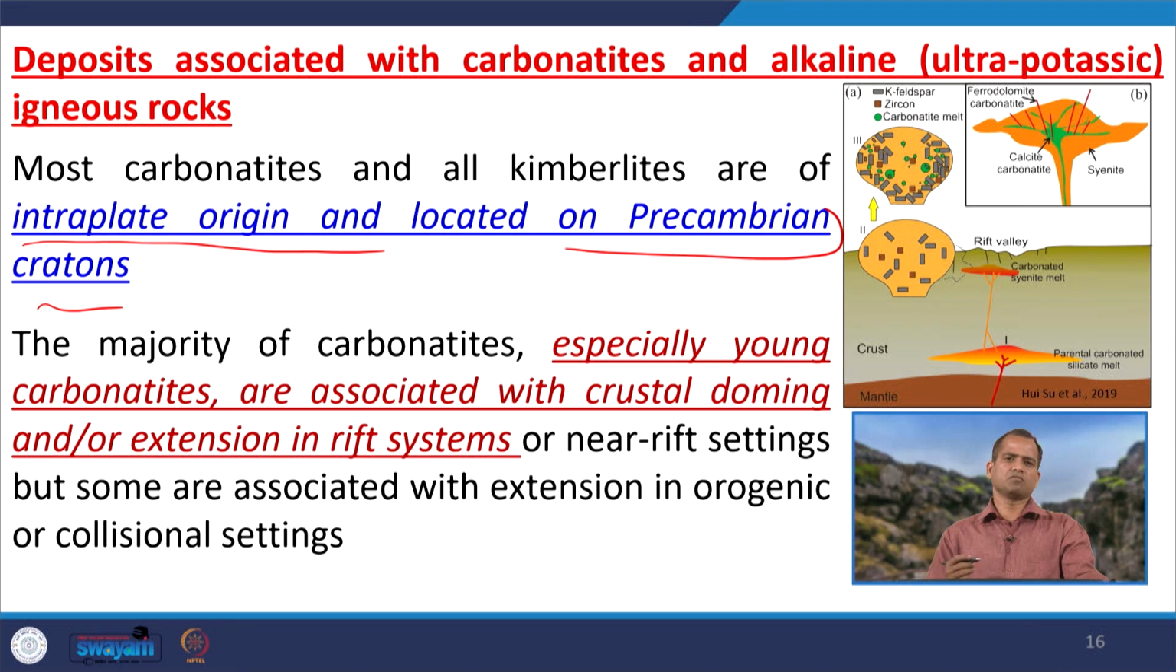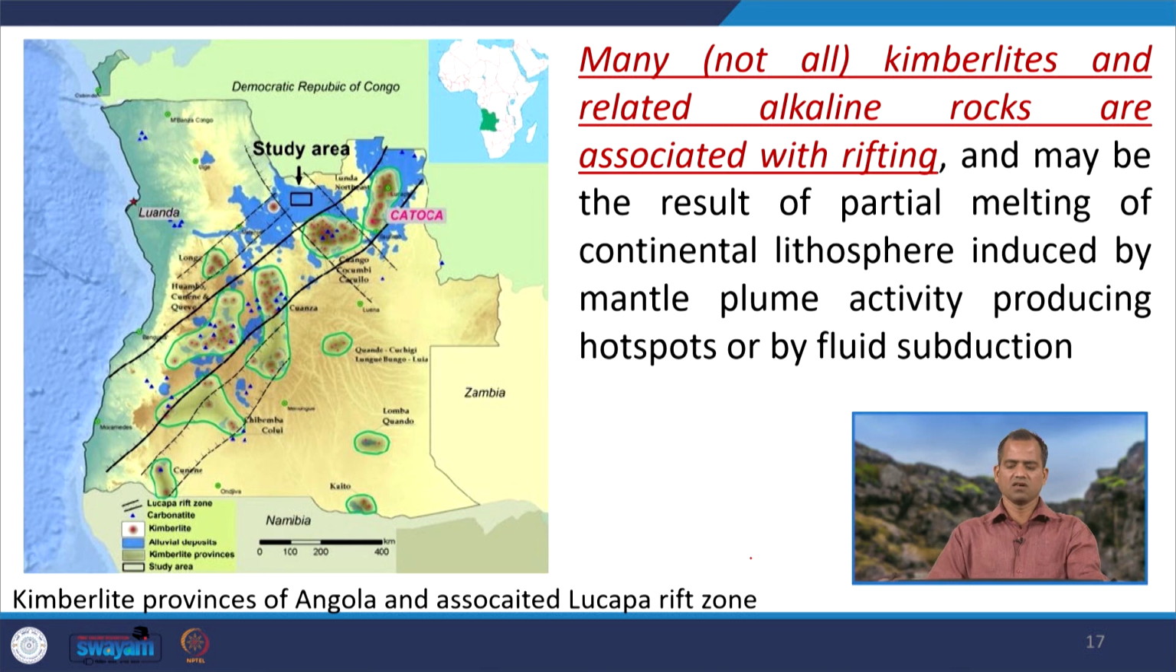A majority of these carbonatites, especially young carbonatites, are associated with crustal doming and the extension of the rift system or near rift setting, but some are associated with the extension of orogenic or collisional settings. So, most of these carbonatites are emplaced in this type of geological conditions, and many kimberlites, but not all, related alkaline rocks are associated with rifting.